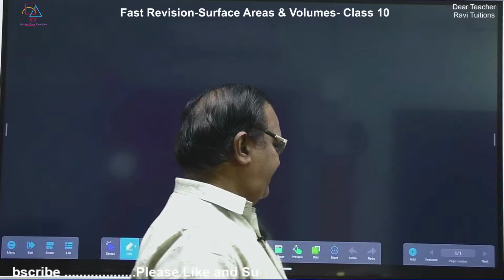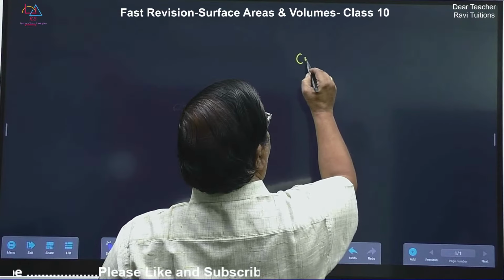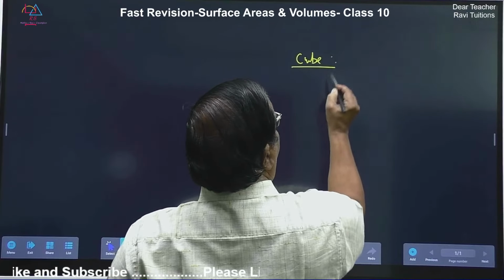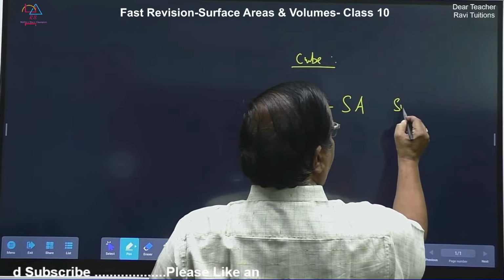So you have to learn all the surface areas, right? So now for example, cube is there. Cube. Here I have to mention one thing, surface area.